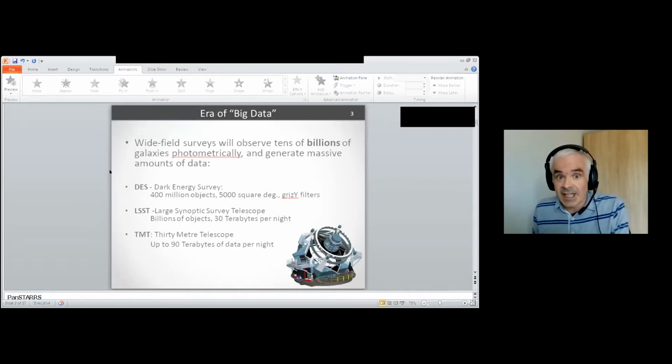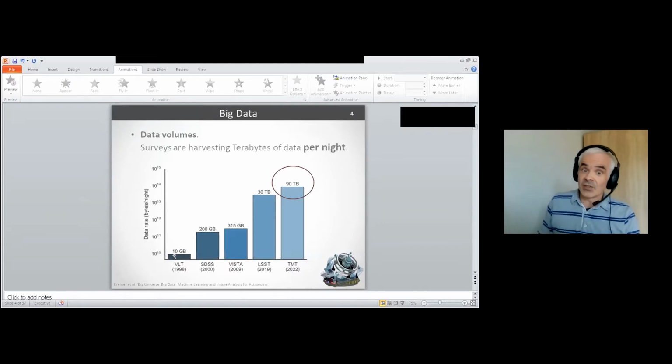So, as I said, at the moment, we're in the era of big data. Just to give 3 examples, we've got the Dark Energy Survey. It's got a target list of over 400 million objects, and it's making wide-band photometric measurements. On a higher level, you've got the LSST, which is literally tracking billions of objects. And there's a proposed 30-meter telescope that's going to take in up to 90 terabytes per night.